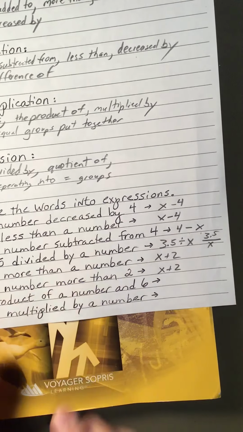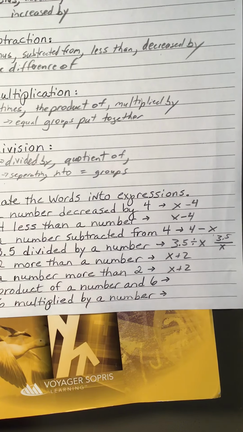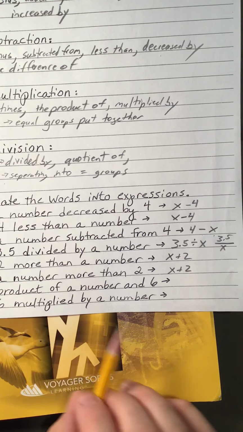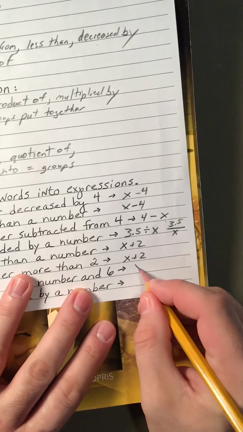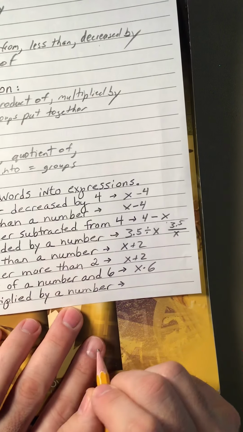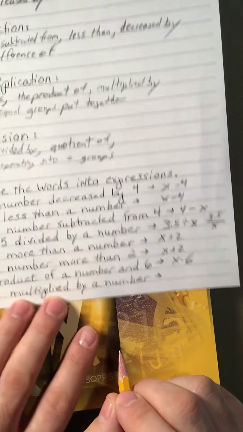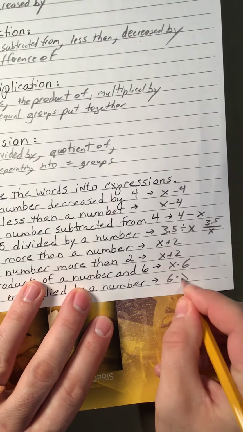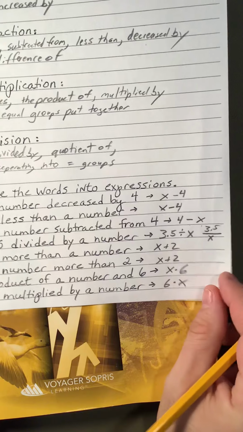Adding doesn't matter the order. Multiplying doesn't matter the order. Subtraction and division do. Okay. Product of a number and 6. Again, the order doesn't matter. And the last one, 6 multiplied by a number. Order did not matter for those last two.